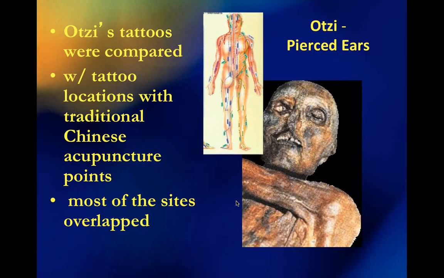because the location of these tattoos on Otzi's mummified remains coincided significantly with the location of acupuncture points and Chinese acupuncture procedures or medicine. In fact, some of these sites are spot on. They're exactly the same locale. So, is this coincidence, or is this something else?